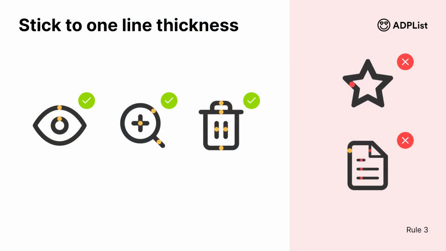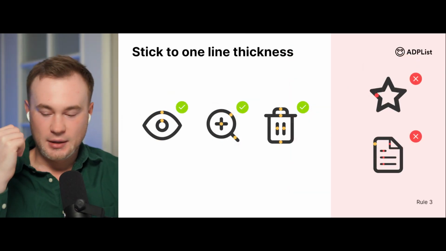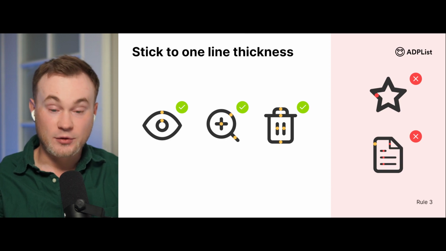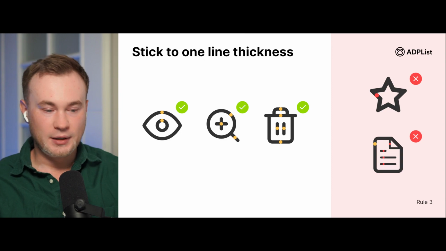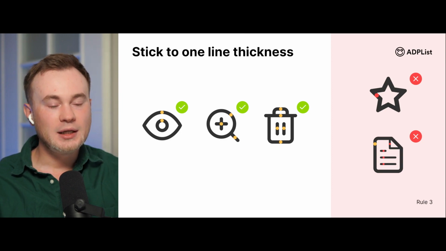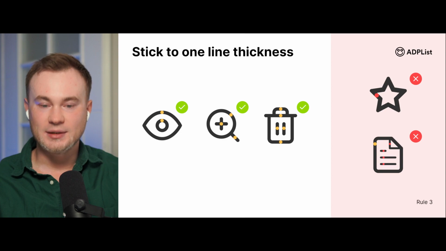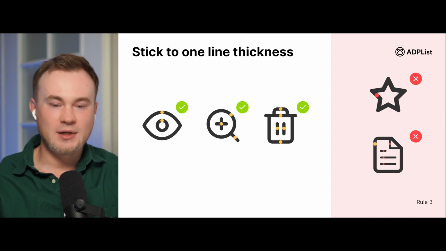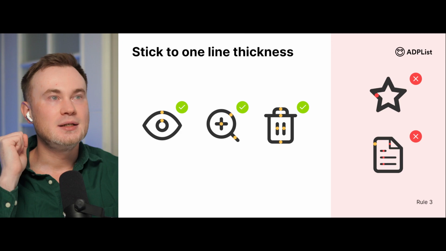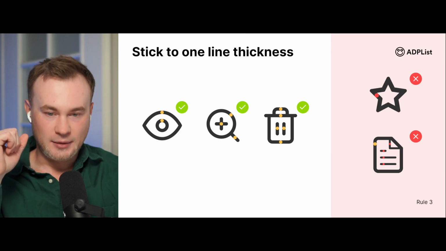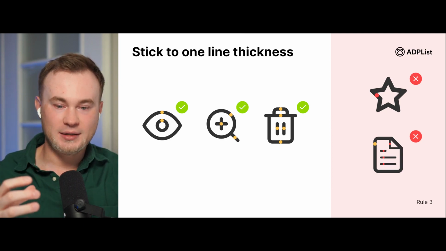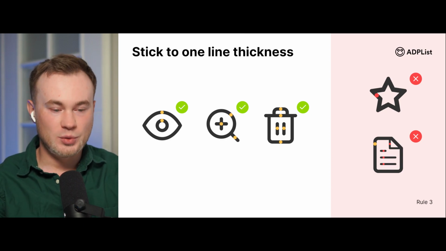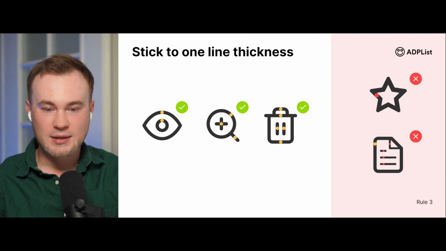Next one, stick to one line thickness. If you make some kind of icons for a mobile application, for example, you should use one line thickness because it keeps your icons in one style. This is one of the, sorry, not the best, but I guess the most important things when you try to create a style of icons. So try to use one line thickness everywhere.